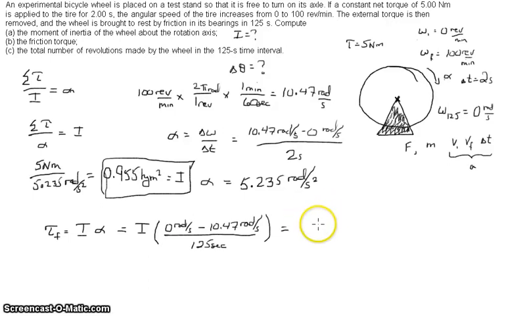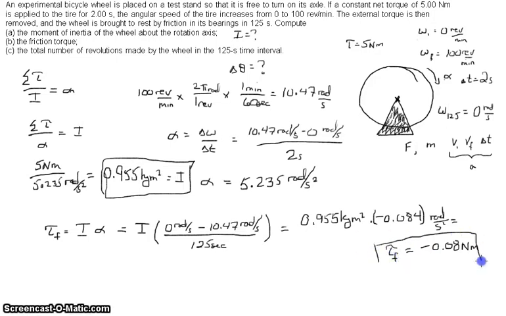Okay, if we substitute all our numbers in, we're going to get 0.995 kg meters squared times 0.084, that will be a negative value by the way, radians per second squared. Okay, multiplying through, we're going to get negative 0.08 Newton meters, and this would be our frictional torque. There's your answer to B.